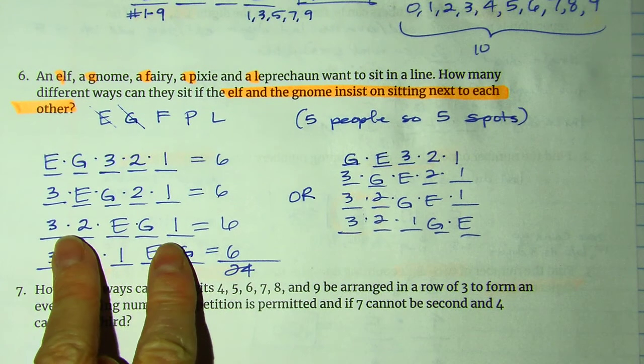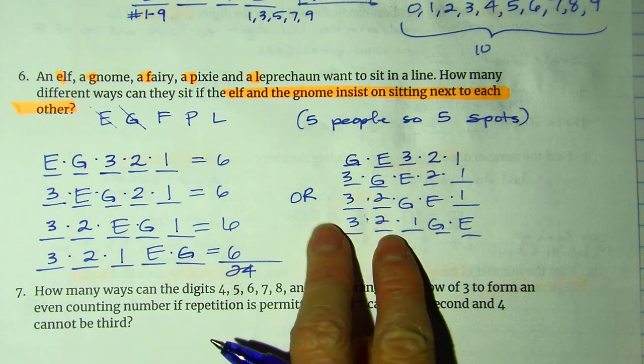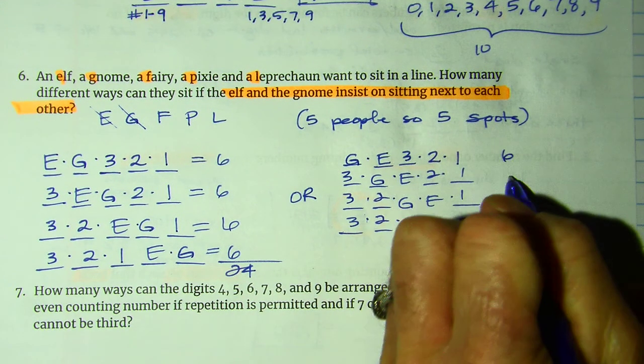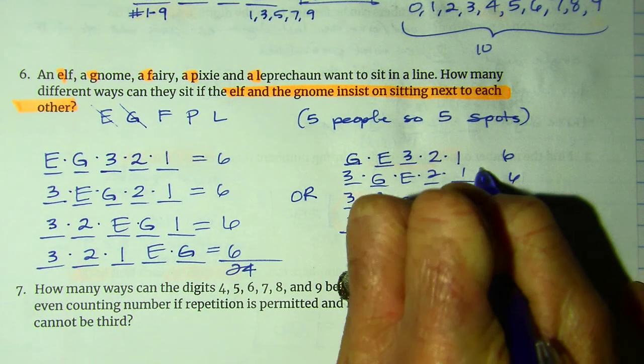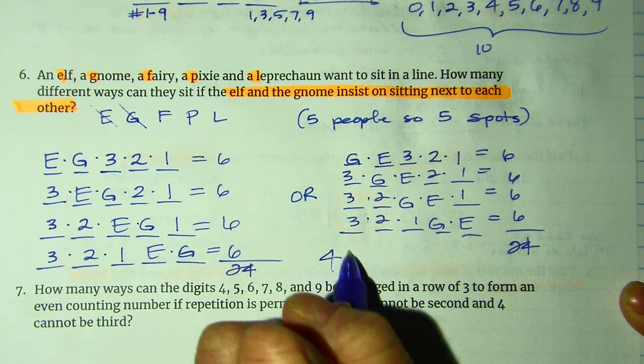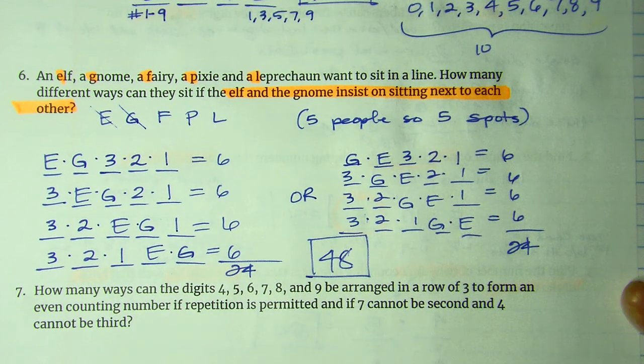So this is in the case if elf sits on the left. This is the case that elf sits on the right. And each of these still gives me 6. So I have a total of 48 ways.